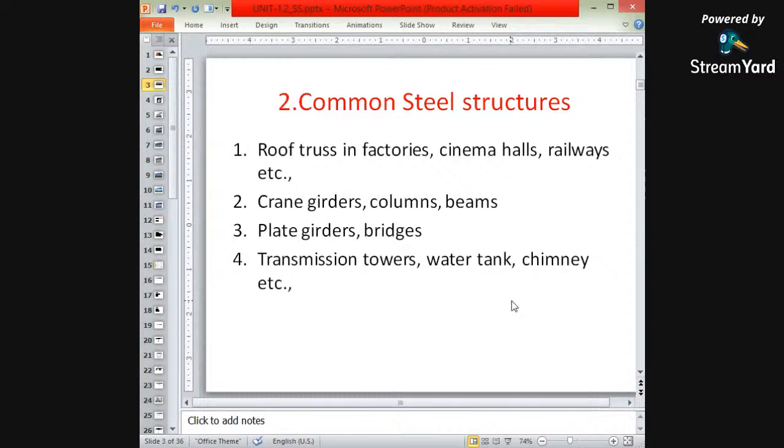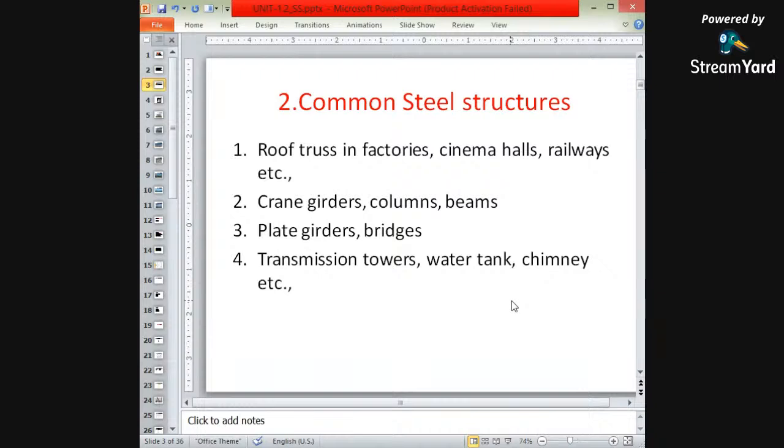Again, the columns and beams are made up of steel, that is, I sections or channel sections. So crane girders, columns and beams are made up of steel. Third point is the plate girders. Bridges are also made, different bridges over rivers and over canals, with the help of steel. Plate girders are also used in order to transfer the loads from the individual members to the ground. Okay.